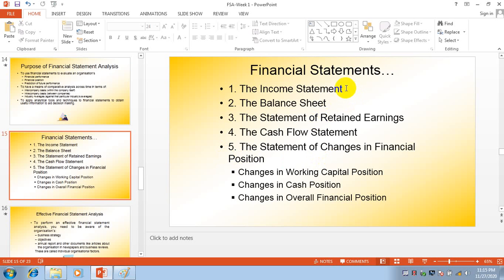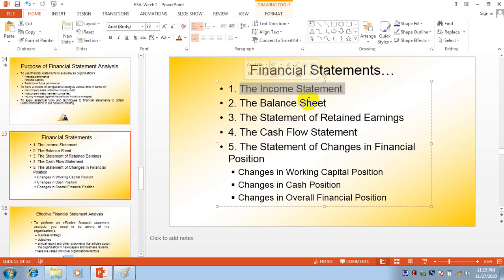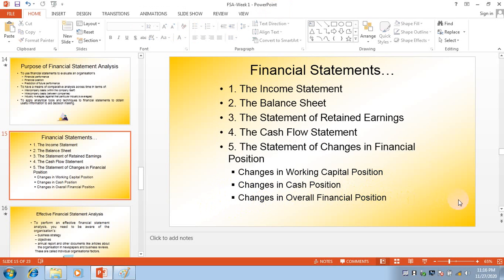You know about, I think, the majority of these. You know about the income statement, the balance sheet, the statement of retained earnings, the statement of cash flow, and the statement of changes in financial position: changes in the working capital position, changes in the cash position, and changes in the overall financial position of the firm. If you know nothing about these, inshallah we will discuss them in the next chapter.